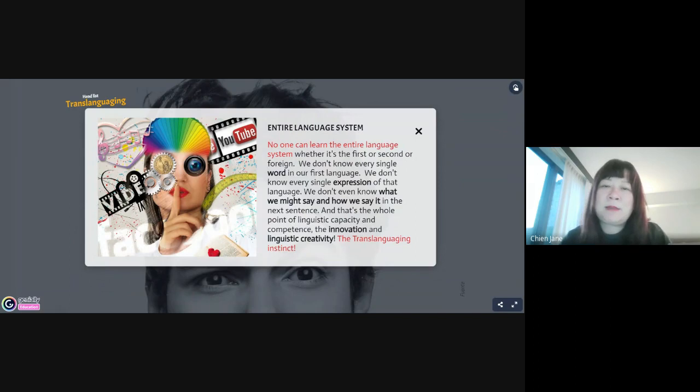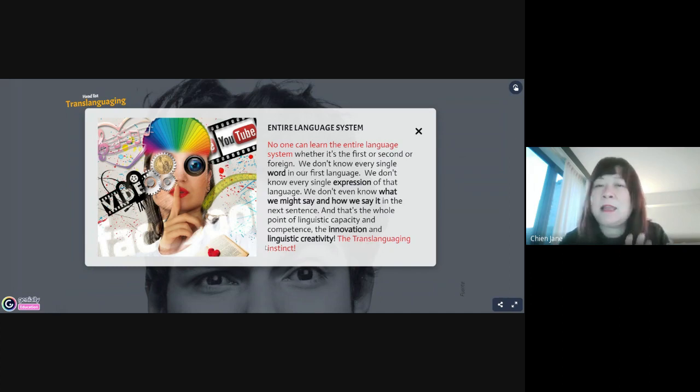And about the entire language system, no one can learn the entire language system, whether it's the first or second or foreign language. So for me, my native language, Chinese, perhaps I don't have as large a vocabulary in Chinese as you do, okay? So no one can learn the entire language system, whether it's the first language, as for me, Chinese, or second or foreign language like English or Japanese. We don't know every single word in our first language, like I said, okay? We don't know every single expression of that language. We don't even know what we might say or how we might say it in the next sentence. And that's the whole point of linguistic capacity and competence and innovation and linguistic creativity, the translanguaging instinct.